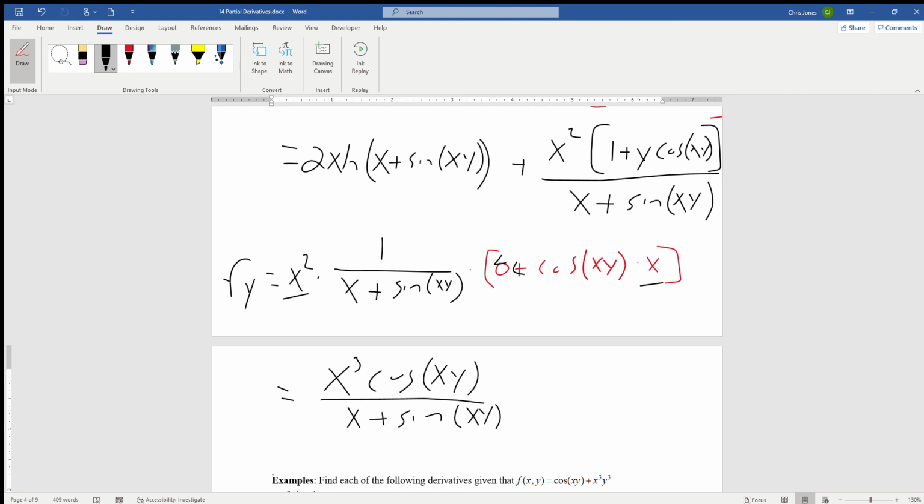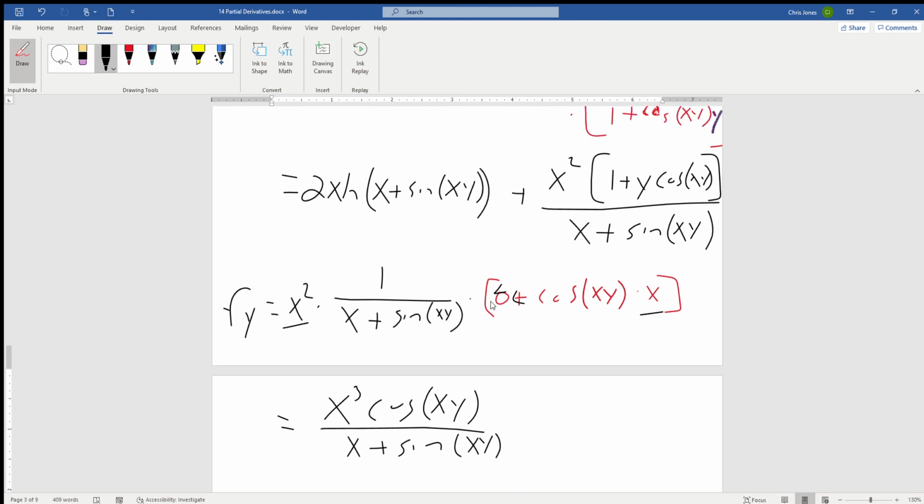All right, so hopefully this gives you a good overview as to how to find the first partials of a number of different functions. In the next video, we're going to take a look at how to find the second partials.